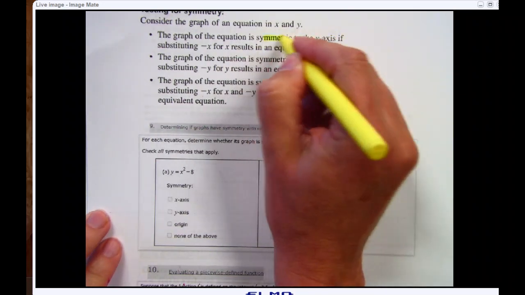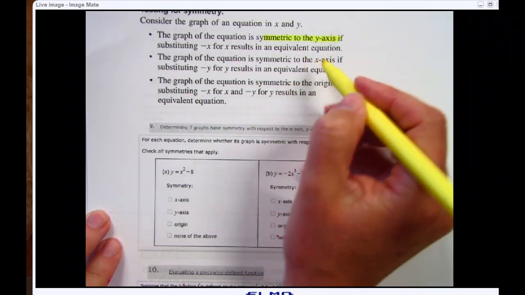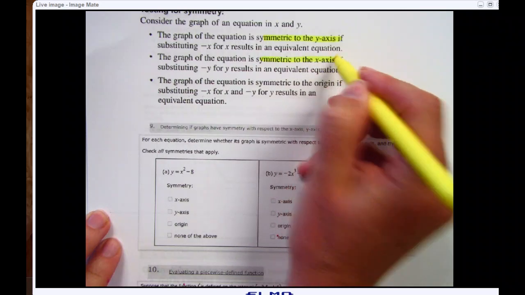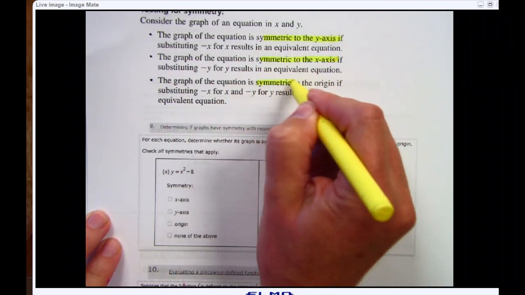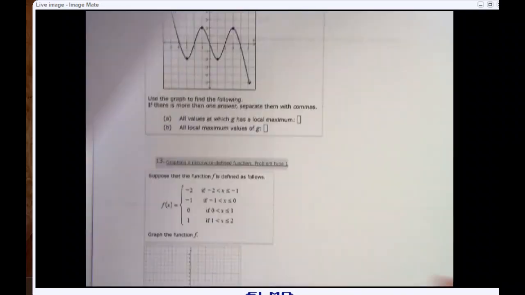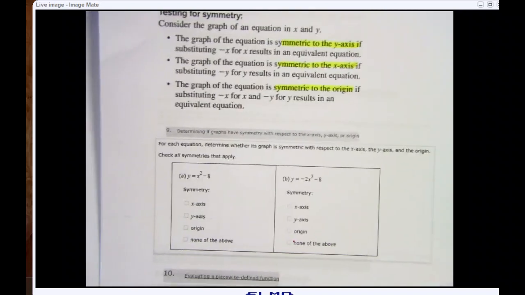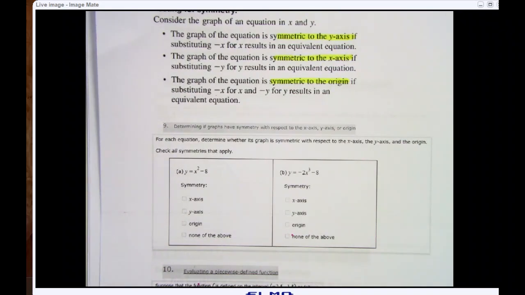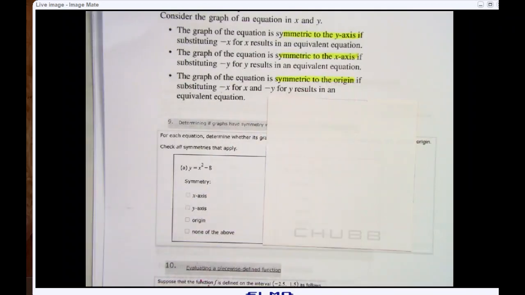So symmetric to the y-axis, symmetric to the x-axis, symmetric to the origin. I was hoping we had some visual ones in this packet, but it doesn't look like we do. You don't need to take notes on this. This is just to help prepare us for what it is.